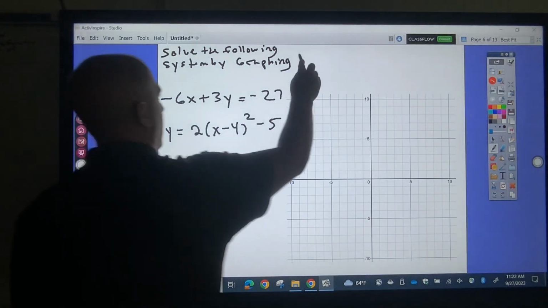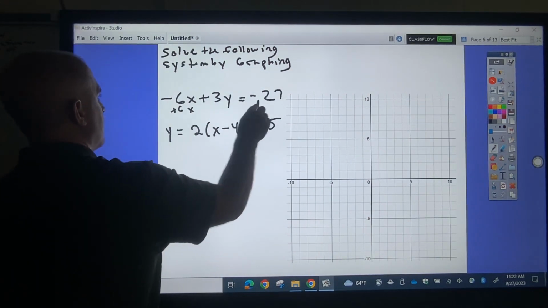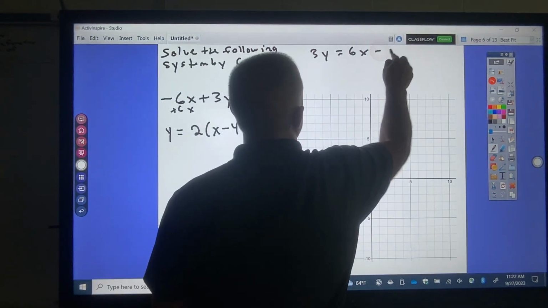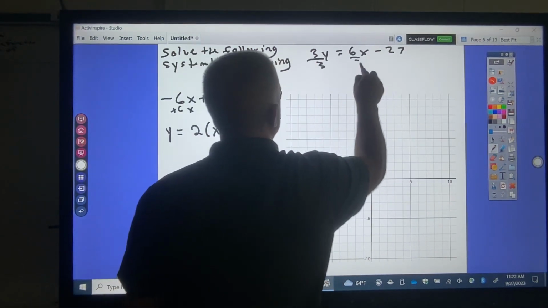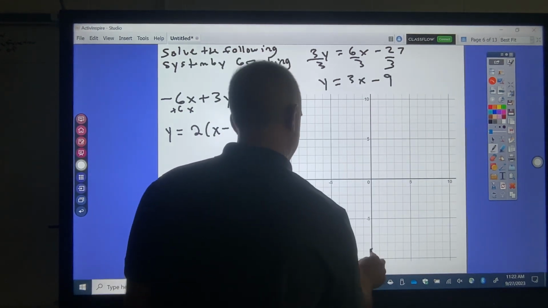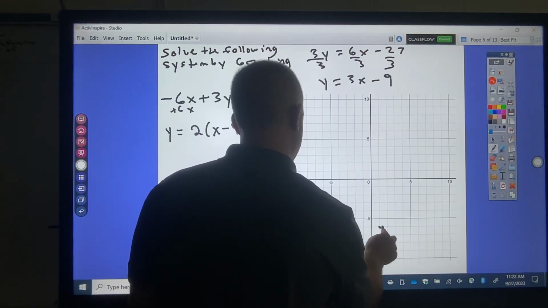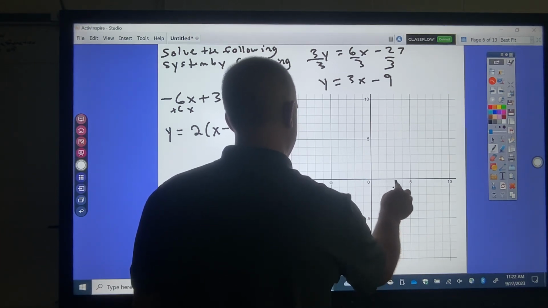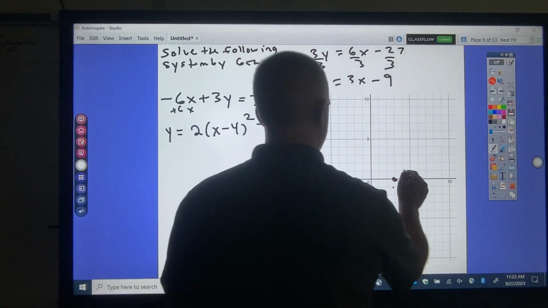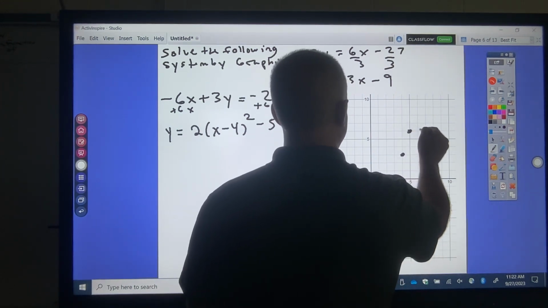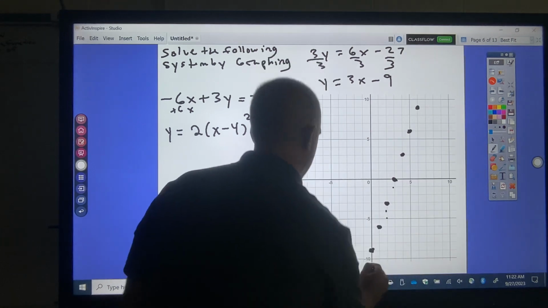This one, I'd have to add 6x over to the other side. That's 3y equals 6x minus 27. Divide by 3. I get y equals 3x minus 9. Okay? So that's here. 1 over 1, 2, 3. Okay?